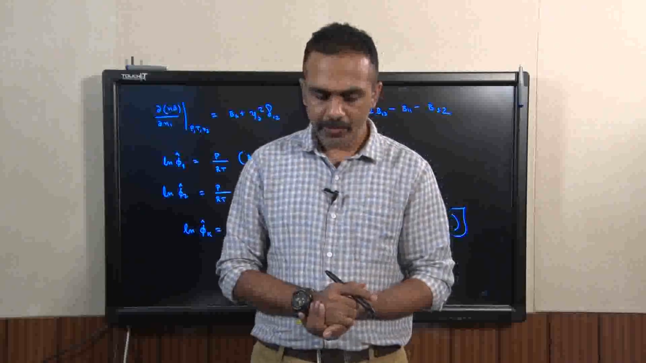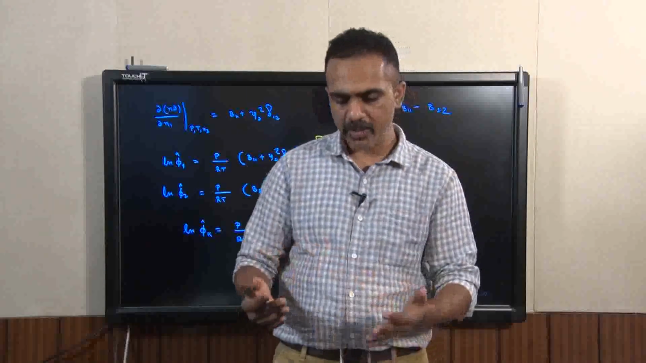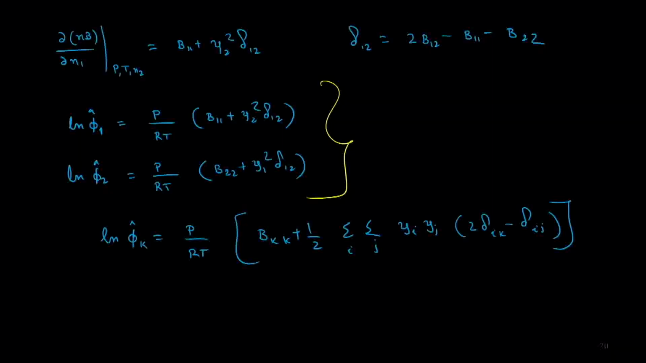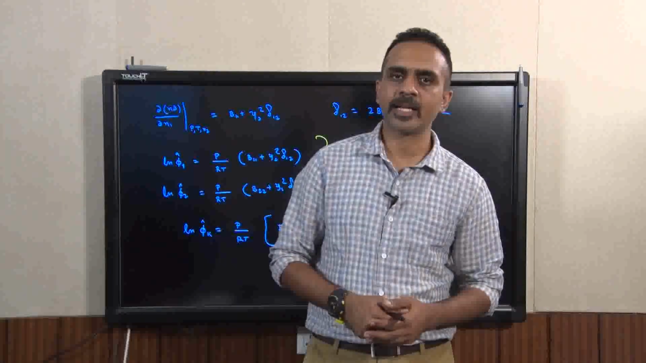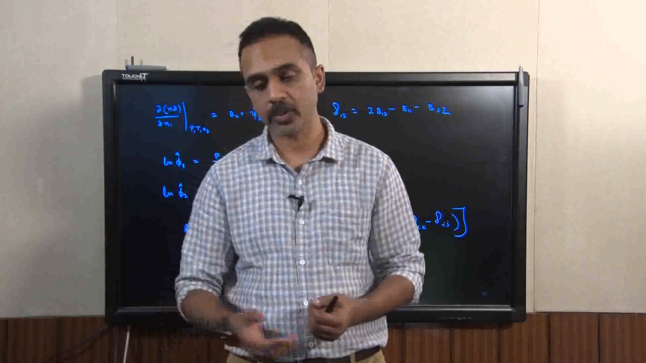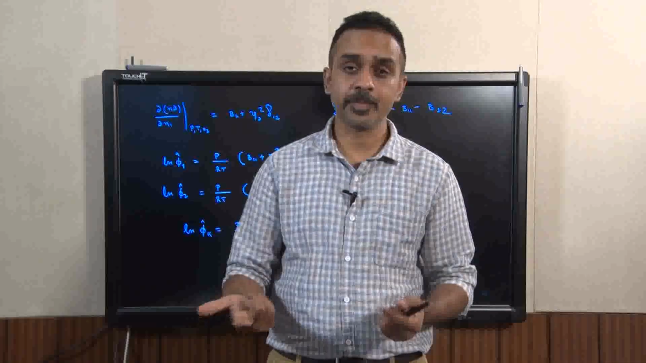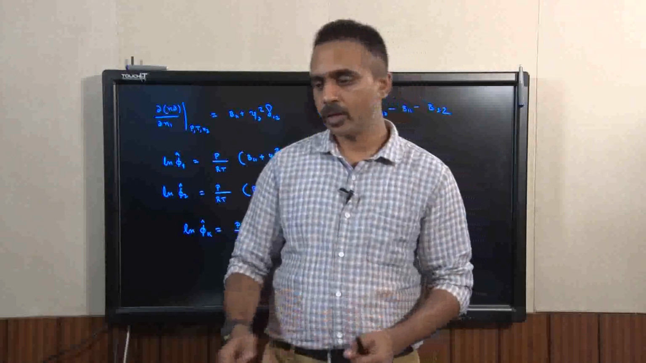So this expression here gives us the fugacity coefficient of a species in a binary mixture, or in general a multi-component mixture, relating it to the pure component virial coefficients and the cross virial coefficient bij. One question still remains unanswered: how do we obtain the cross virial coefficient bij or b12? One can obtain them from experiments if we study the behavior of the mixture. If not, we resort to empirical means to obtain this cross virial coefficient b12.